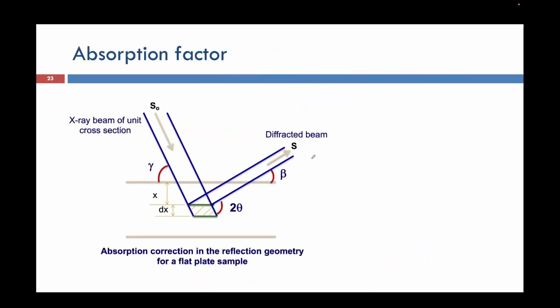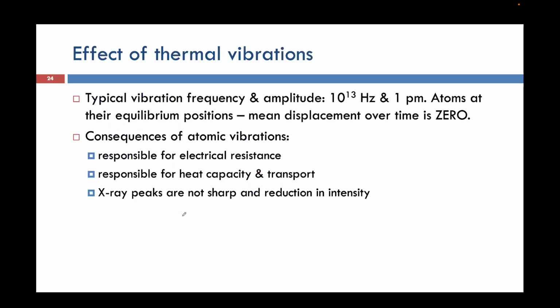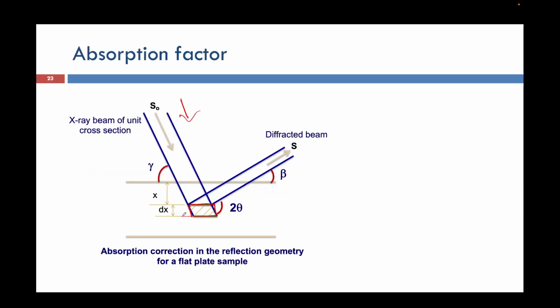Similarly, the absorption factor. When we are talking about absorption, how the absorption is taking place: our beam is coming, interacting with a small amount of volume here, then it is getting diffracted in the Bragg's condition. Taking all these things into consideration, we know that I is equal to I naught e to the power minus mu x, right?